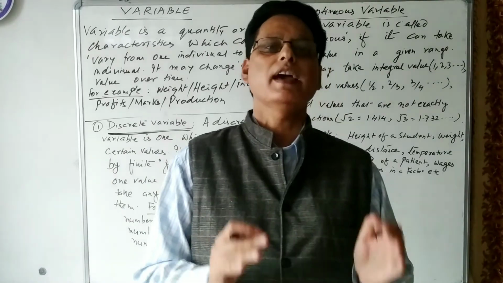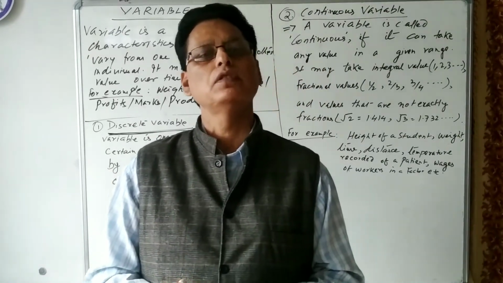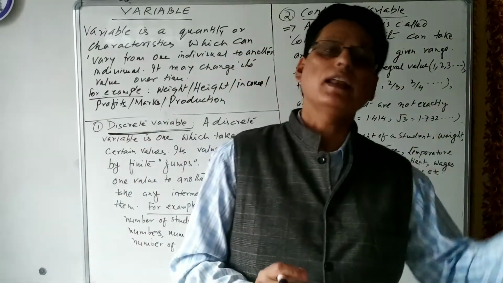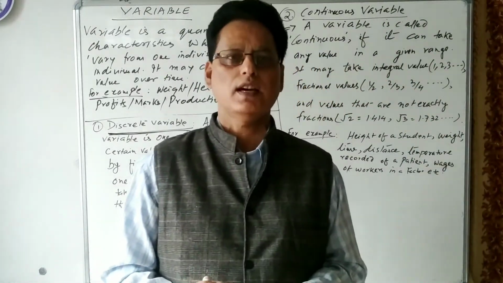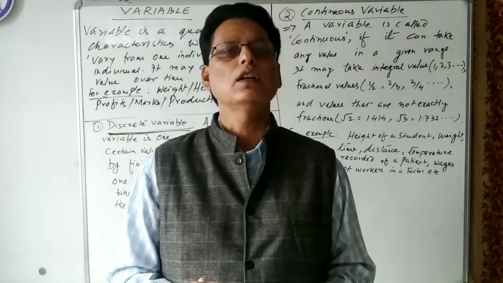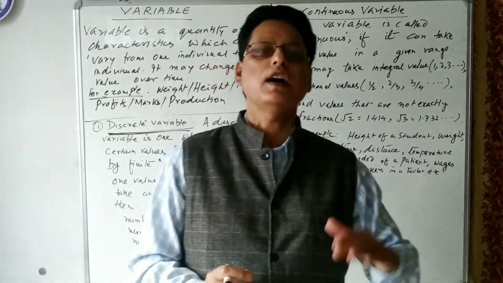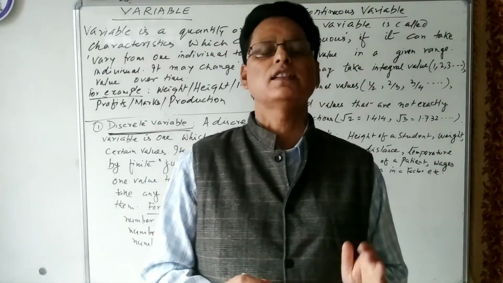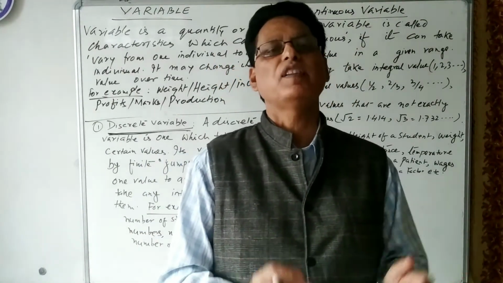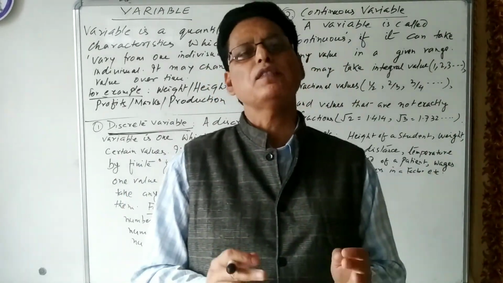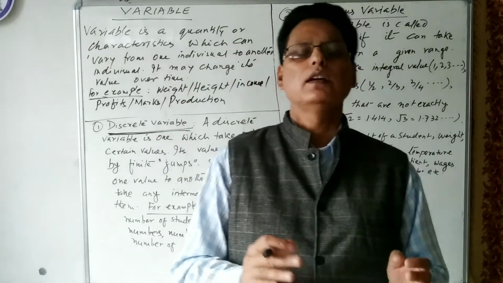They can be expressed only in the form of numbers, and the number jumps from one to another. In a class, let us see, 25 students are there and one student has taken admission, then it will be 26. Though the height of the student is very short, we cannot say that the number of students is 25.5. We can say that the number of students is 25.